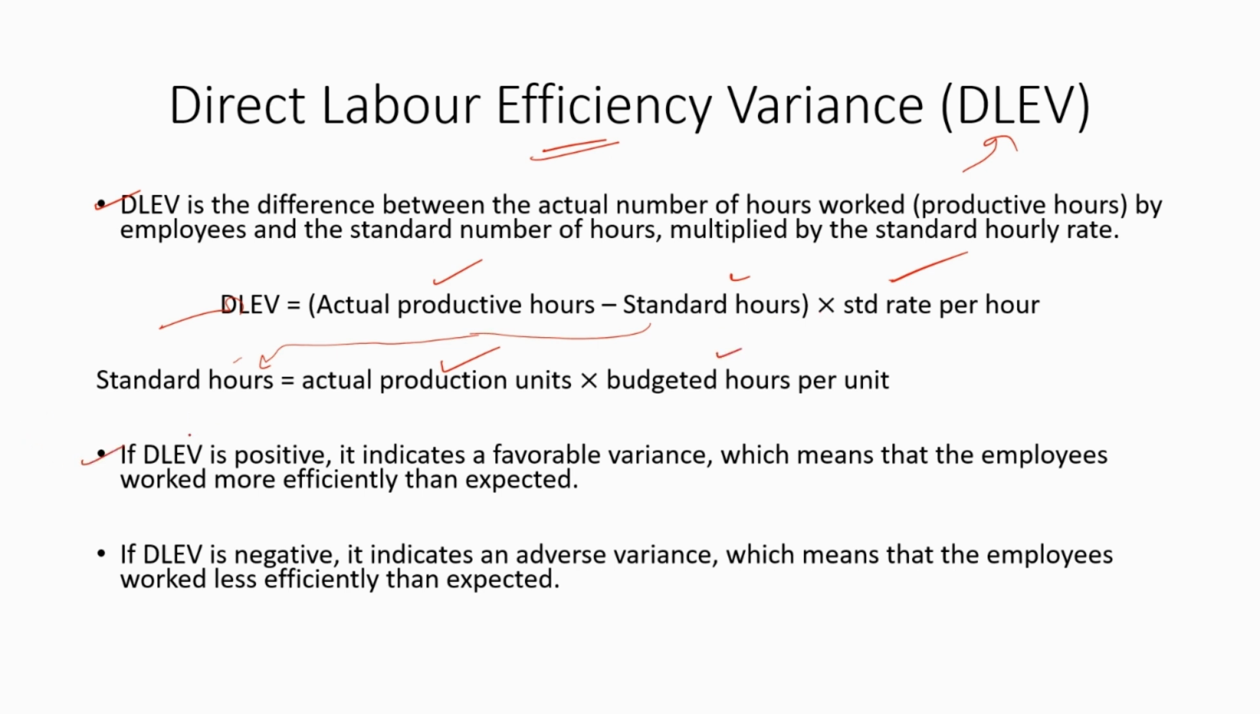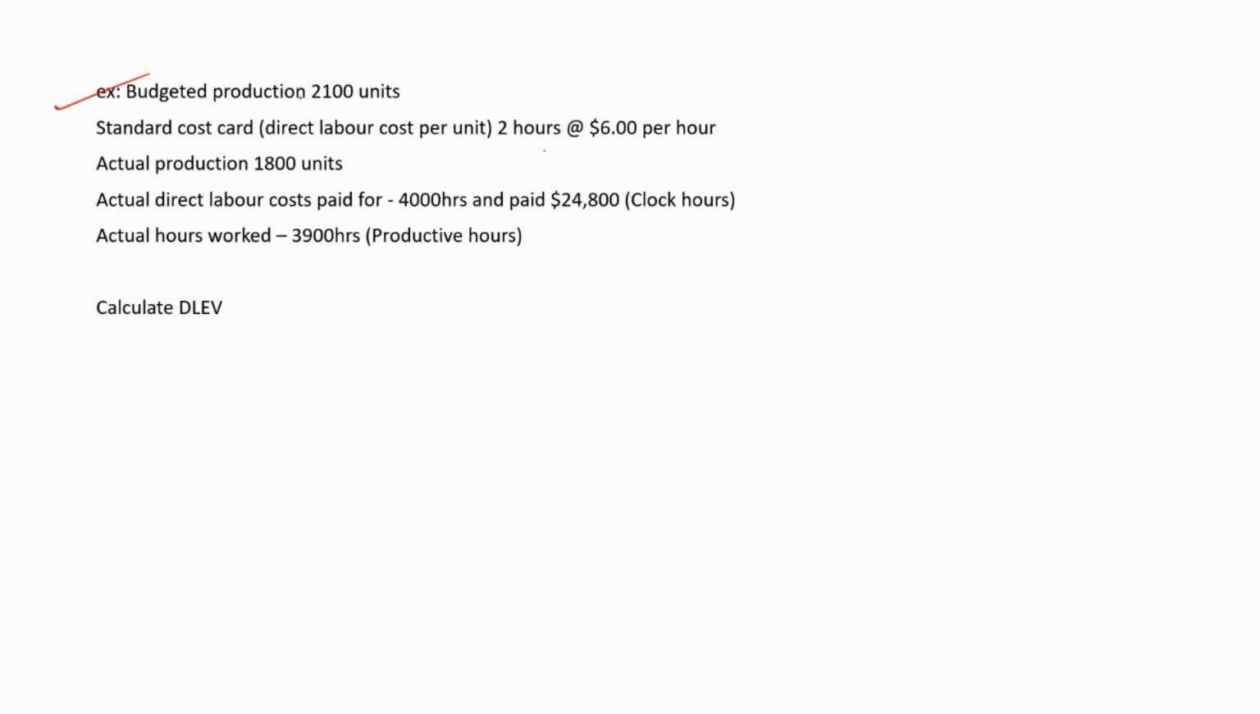If direct labor efficiency variance is positive, it indicates a favorable variance, which means that the employees worked more efficiently than expected. If direct labor efficiency variance is negative, it indicates an adverse variance, which means that the employees worked less efficiently than expected. Now let's do this example.